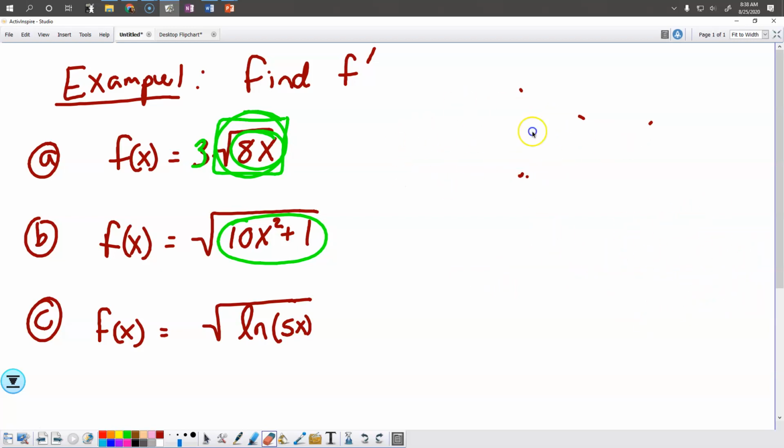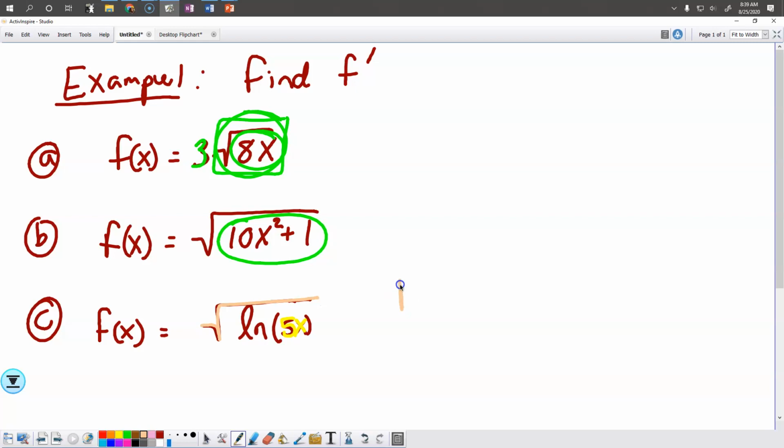It's a double chain rule. So our yolk is 5x, and the eggshell is the square root. The egg whites is the ln. So we're going to start by doing the derivative of the outside. The outside function is the square root.